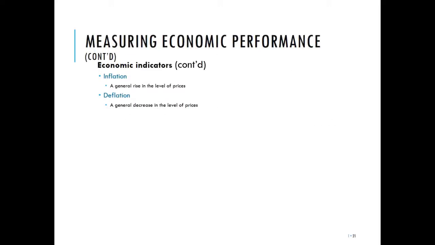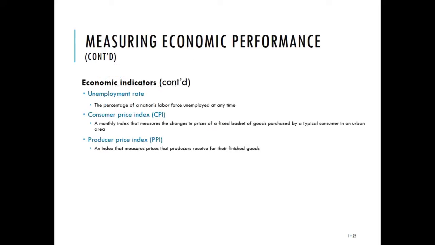We can also look at the inflation and deflation of prices. So inflation is the phenomenon when prices uniformly increase within an economy. And deflation is the opposite, where prices uniformly decrease. Some other very important economic indicators are the unemployment rate, the Consumer Price Index, or CPI, and the Producer Price Index, or the PPI.